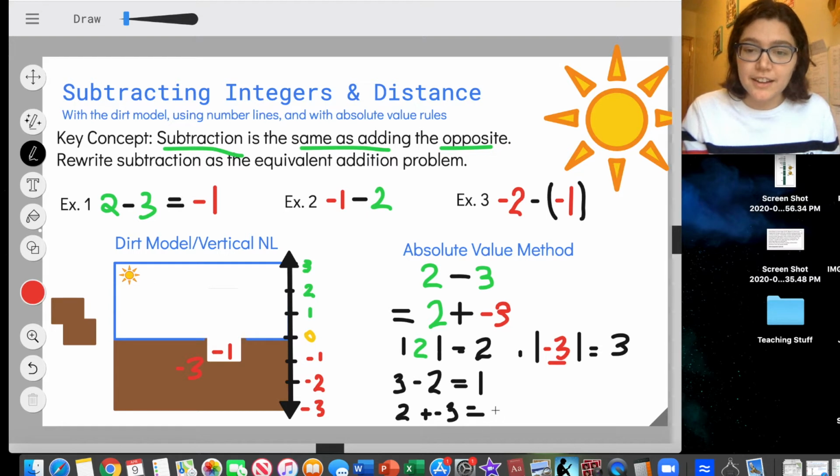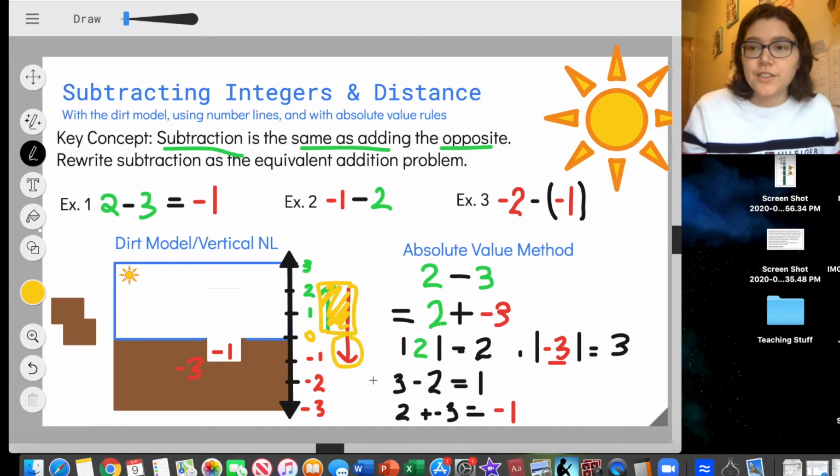That means our answer has to be negative 1 then. Thinking about that on our number line, I have a positive 2. It's going up to positive 2. I'm adding a negative 3, so negative 3 is going to go 3 down from 2. This part is kind of like canceling out to 0 because we're subtracting away that difference, and we're just left with that arrow that goes down negative 1.